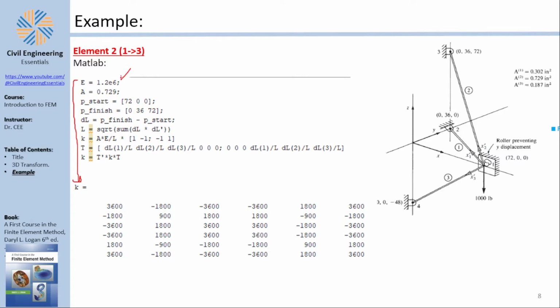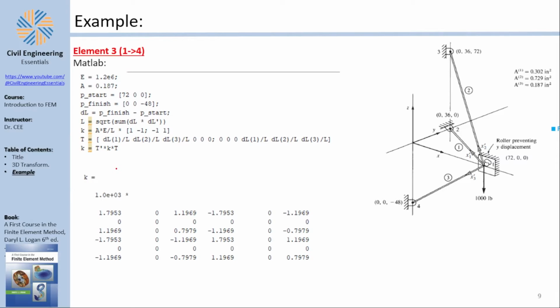So I'm giving the elastic modulus, the area, the starting point, the ending point. I'm asking you to find the vector, the length of the vector, the local stiffness matrix, and then the transformation matrix, global stiffness matrix. This is just step by step. Rinse and repeat for element number 3, and we have our element stiffness matrices.